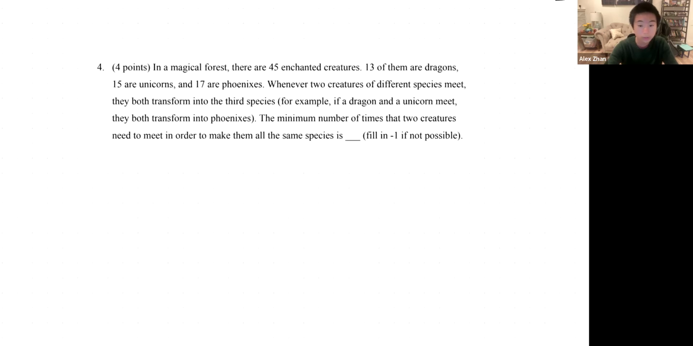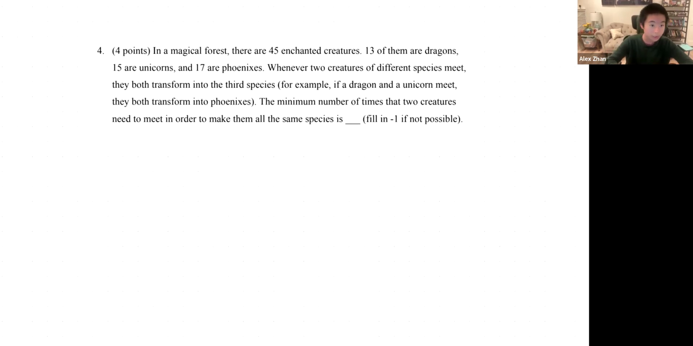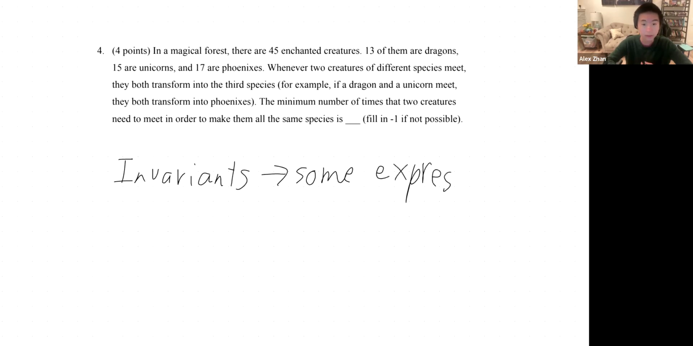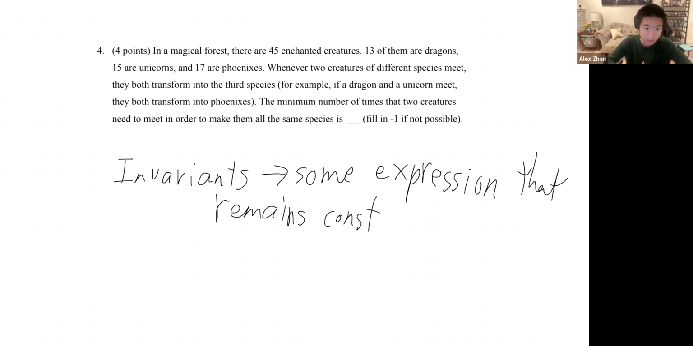Since no one wants to present, then I guess I'll present the method. So number 4 uses something called invariance. Let me quickly get the pen. So invariance is basically some number, some expression that stays the same after you apply all of the operations. That remains constant after applying any operation. So let's take a look at what operations we have in this problem. Actually, let's first look at this problem itself.